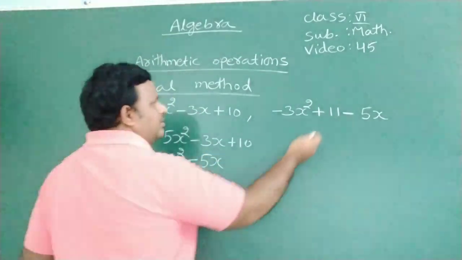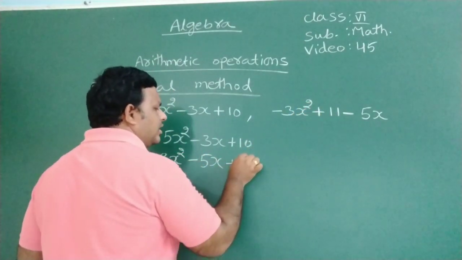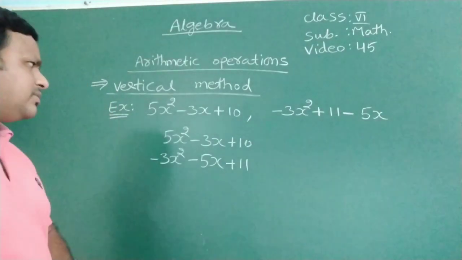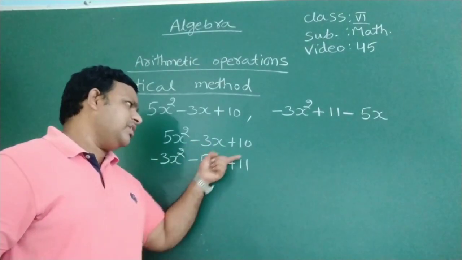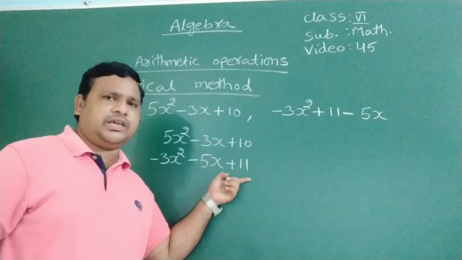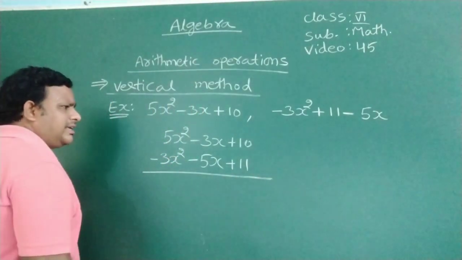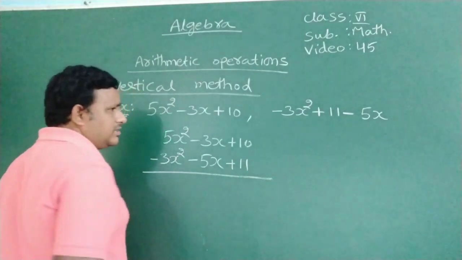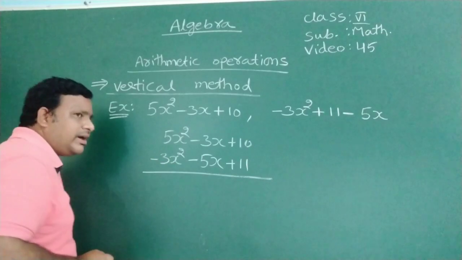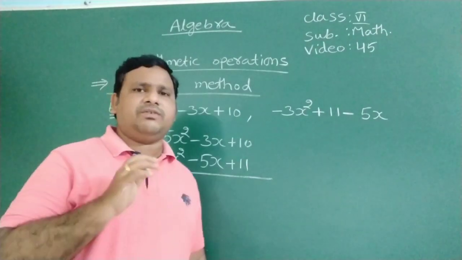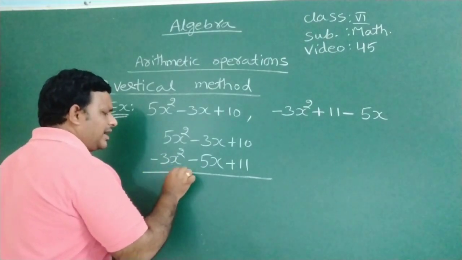Next, what is the remaining? 11. Here 10 is a constant, 11 is a constant. Those two are written in the same column. Now observe once, x square came in the same column, x came, 10 and 11 constants came in the same column, right? So now I am going to add these. While adding them, generally we will draw the lines like this, isn't it? Now 5x square minus 3x square means 5 minus 3 we have to do. So 5 minus 3 is 2x square as it is.